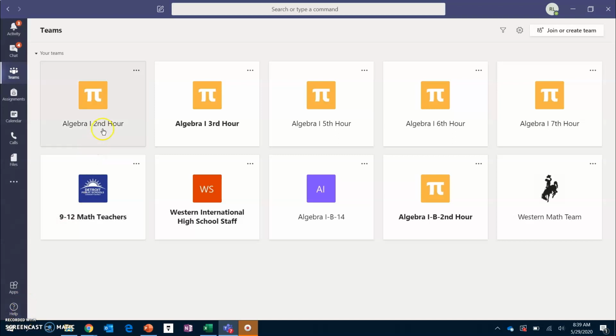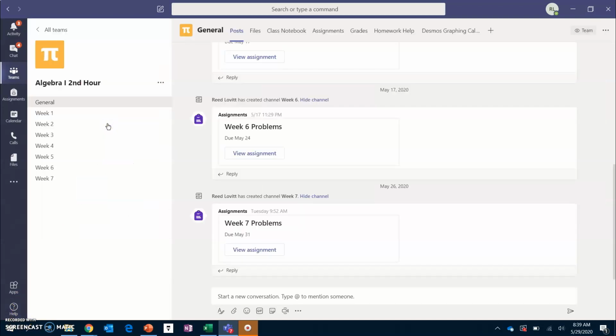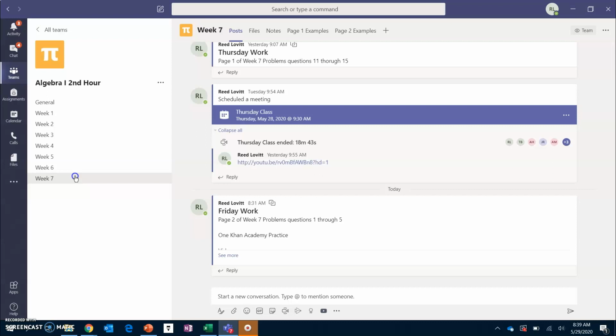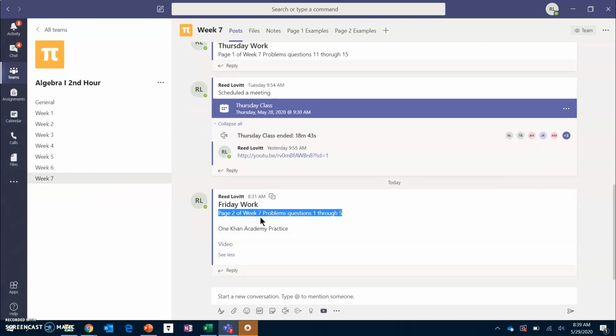Alright, so going to our class page and looking at the current week's channel, you'll see what the work for today is. We're supposed to do page 2 of week 7 problems, questions 1 through 5, right? So we're finally starting a new page of the week 7 problems. We also have one Khan Academy class and one Khan Academy video to watch as well.